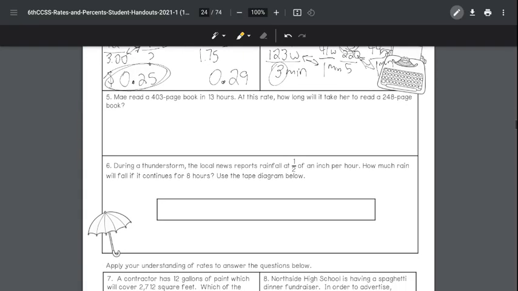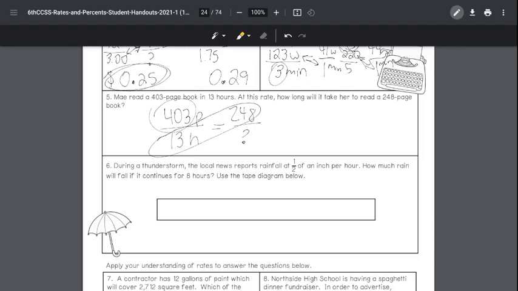Number 5. May read a 403-page book, 403 pages, in 13 hours. At this rate, how long will it take her to read a 248-page book? Okay, I need to figure out how many hours that's going to take me to read. So, cross multiply and then divide.